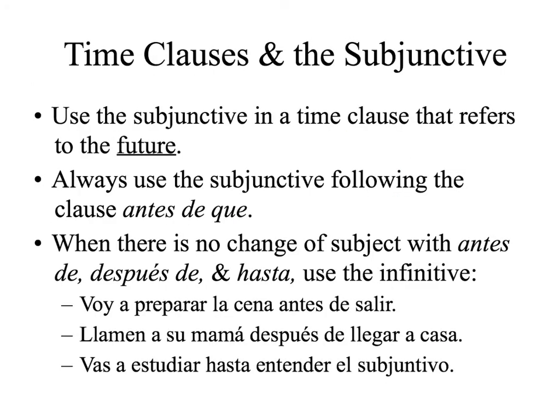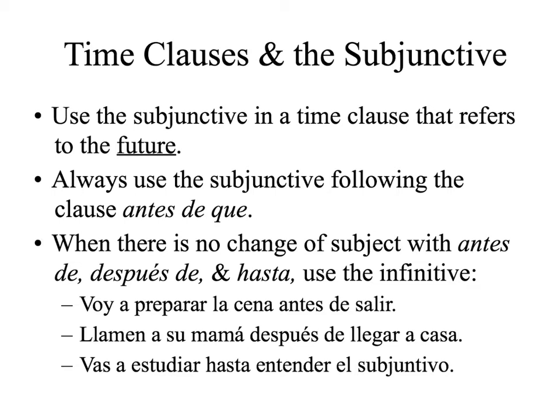So let's look at when you would use the subjunctive with these time clauses. You will always use the subjunctive in a time clause that refers to the future. Think of it this way. The future is uncertain, and so since we associate the subjunctive sometimes with things that are uncertain, that's why you would use it. You'll always use the subjunctive following the clause antes de que.